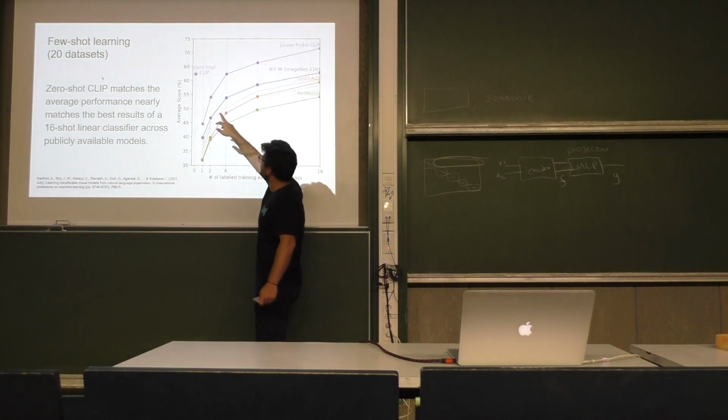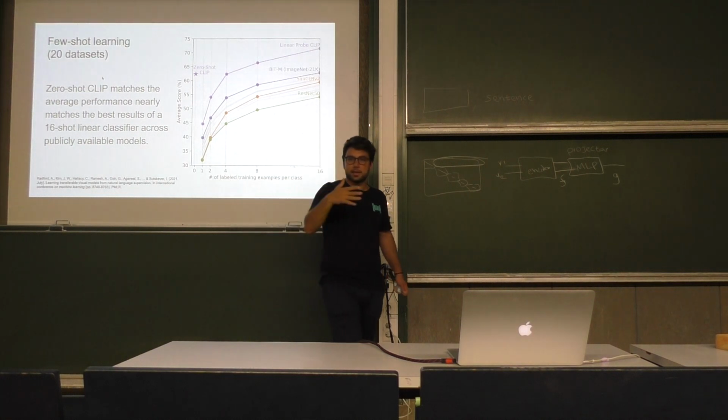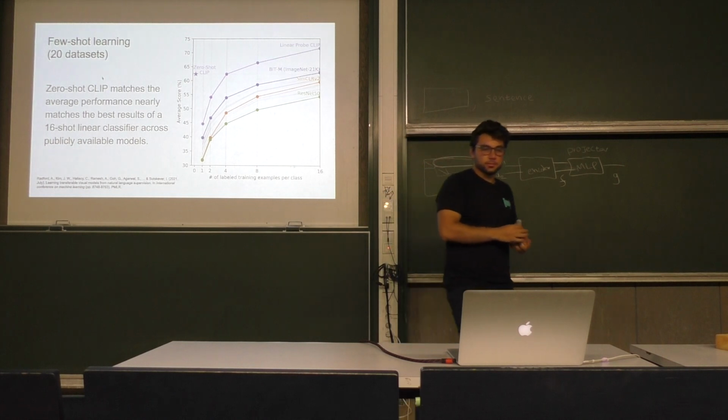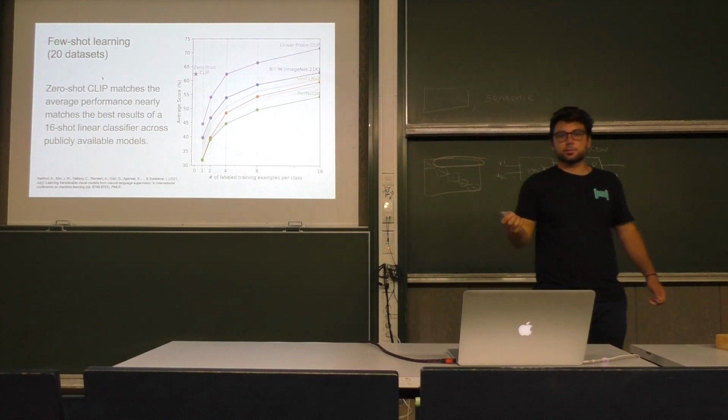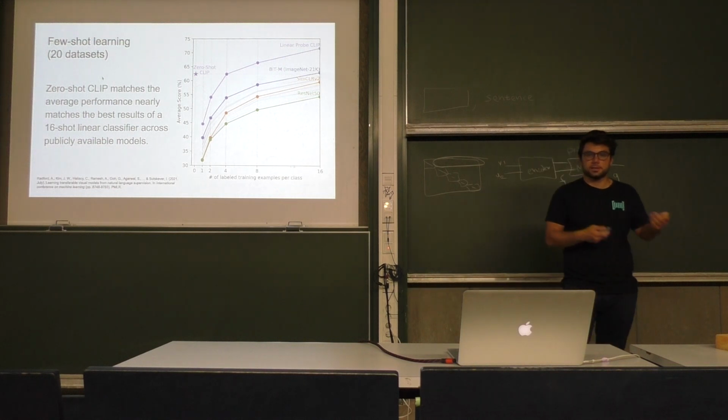It has a similar performance to having four labeled examples per class for ImageNet, which means that this type of zero shot classification is really, really good, even though you don't train anything on top.